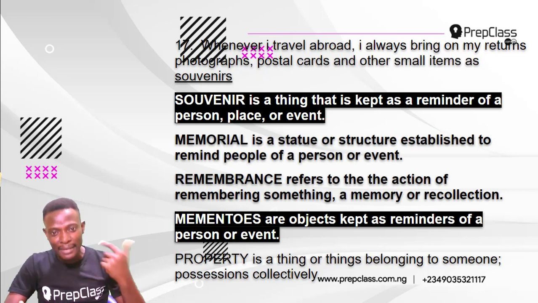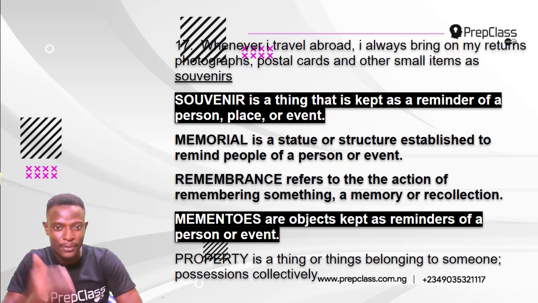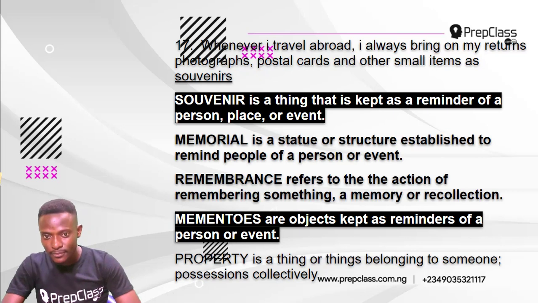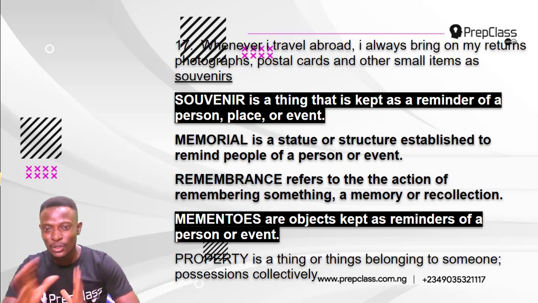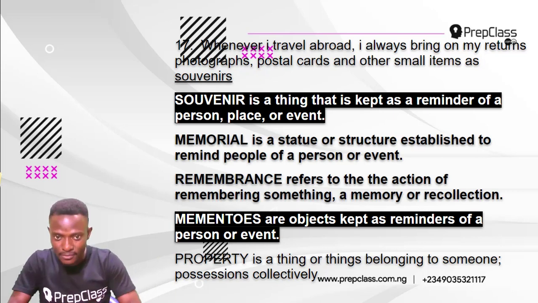Option C, mementos. Mementos are objects that are kept as reminders of a person or event. Option D, property. Property is a thing or things belonging to someone, possessions collectively. Possessions called collectively, they are called properties.